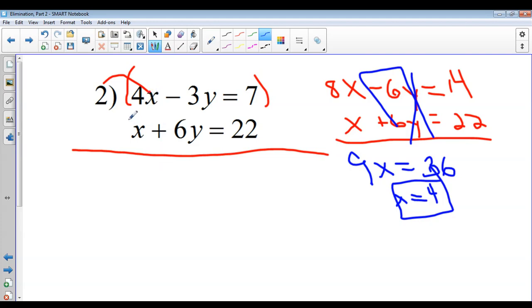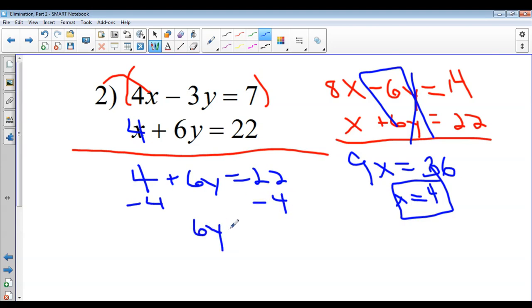So if I just go, all right, let me plug in my 4. 4 plus 6y is 22. And we're going to solve for y. We're going to subtract 4. We're going to get 6y is 18.